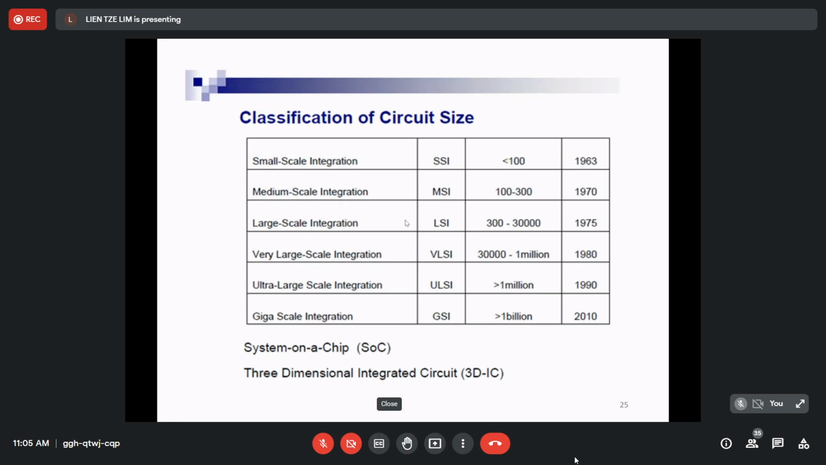Okay, so this is about classification of the circuit size. I have mentioned this before, so I will skip this slide. All of you can understand this yourselves.